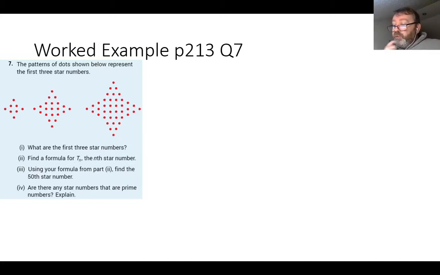This is on page 213, question 7. The pattern of dots as shown below represent the first 3 star numbers. Part 1. What are the first 3 star numbers? Well, let's take a look.